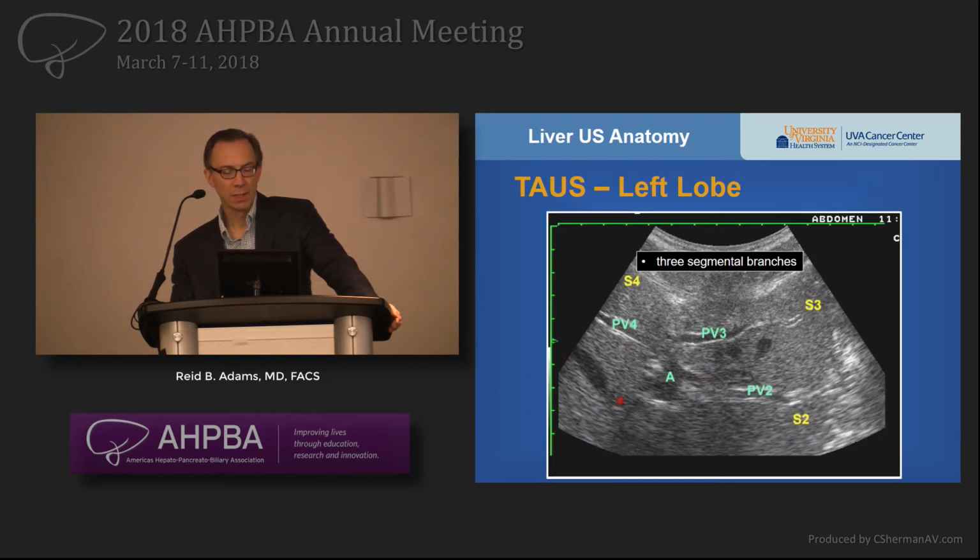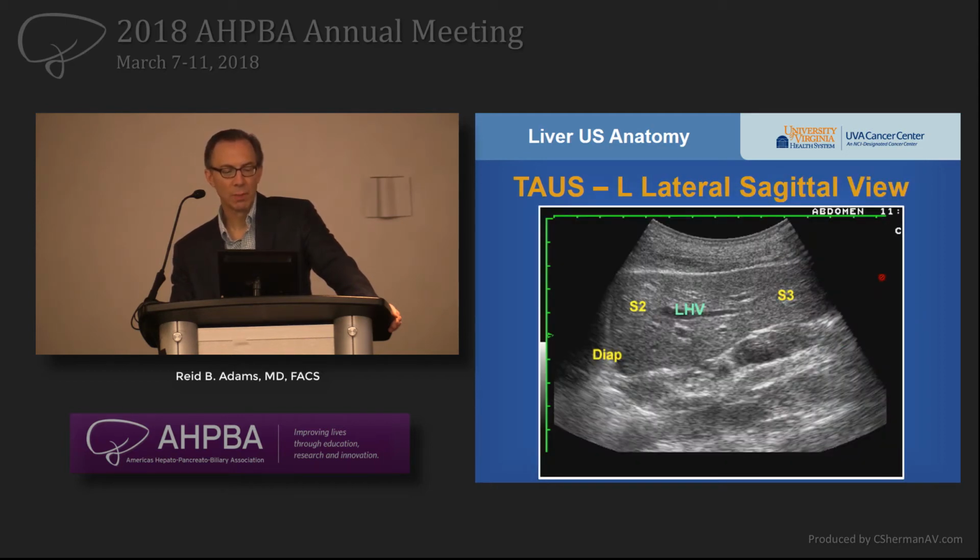On the left side, as I mentioned, you can see this, again, looks like a tree with branches or a dancer, if you will, the ascending portion of the left portal vein. The first branch coming off is going to be segment 2, and then the segment 3 and 4 branches come off at about the same level as you scan up the left portal vein before you get to where it attaches to the falciform ligament.